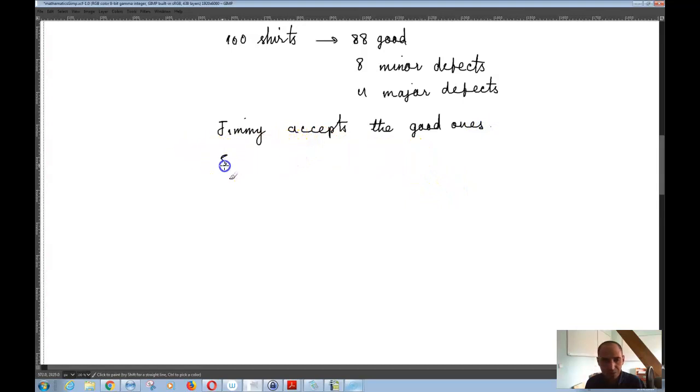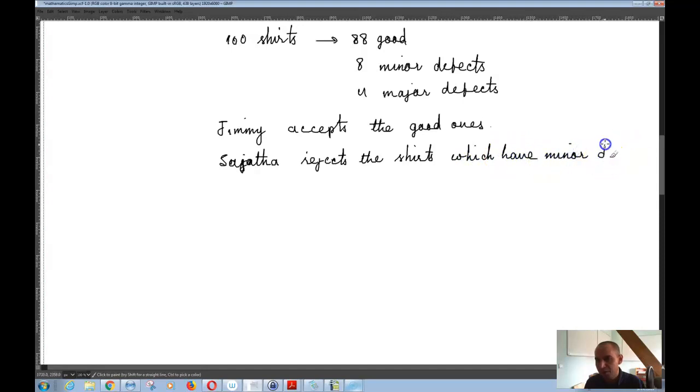And Sujatha will reject the shirts which have minor defects. So Sujatha, another trader, will only reject the shirts which have minor defects. So she only rejects the shirts which have minor defects, meaning that she accepts these ones, the major defects, and the good ones. Jimmy accepts only the good ones. Right?